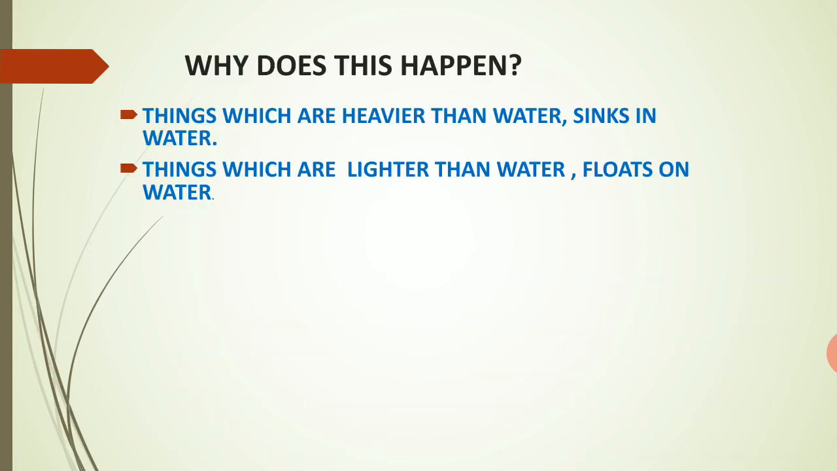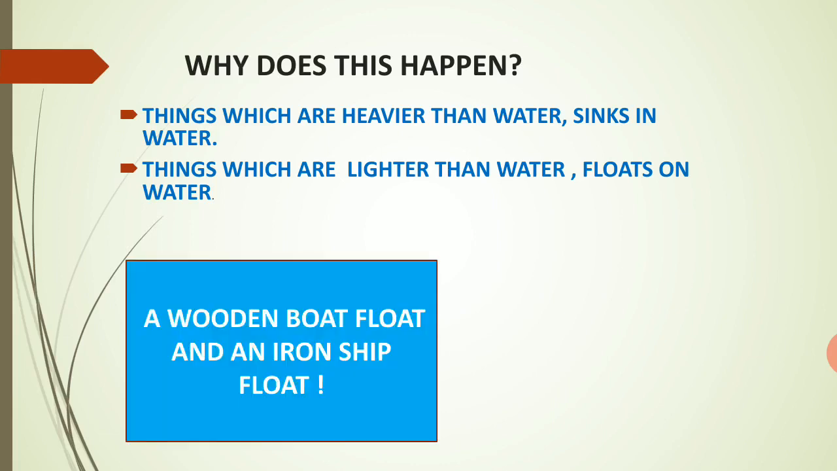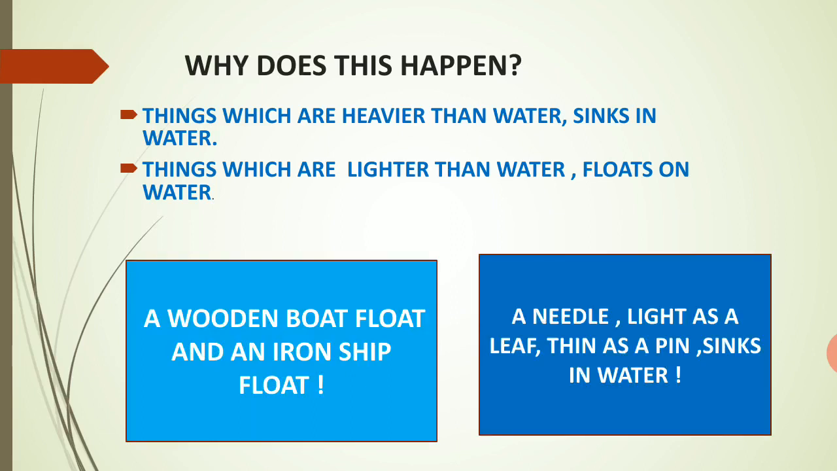Why does this happen? Why do few things float and few things sink in water? Usually we say things which are heavier than water sink in water and things which are lighter than water float on water. But a wooden boat floats and an iron ship also floats. Whereas a needle, light as a leaf, thin as a pin, sinks in water. So we have to find out the reason for these things.